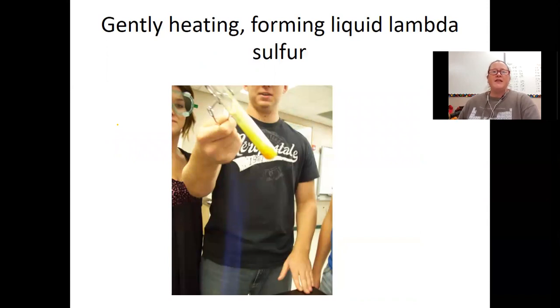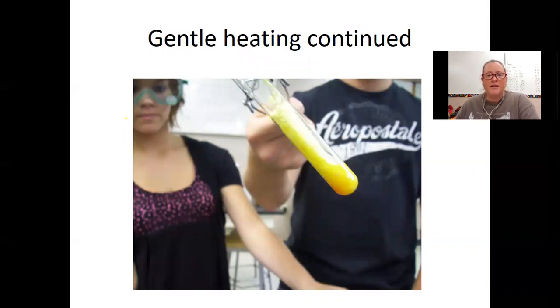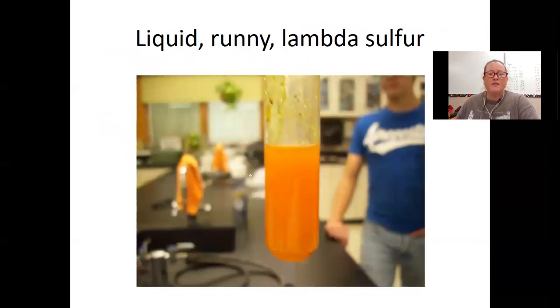And we gently heat the sulfur to form the liquid allotrope of sulfur called lambda sulfur. You can see it melting there, gently melting at gentle heat. And we get this structure here, and this is the lambda structure. Now those rings are still pretty close together, not in an ordered fashion, and they can move past each other and slide past each other and roll around.